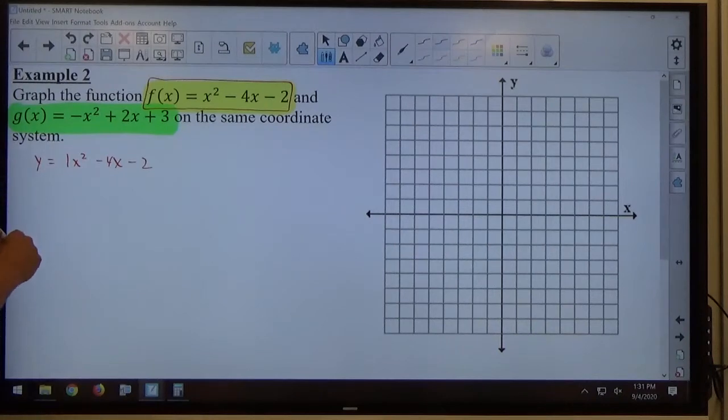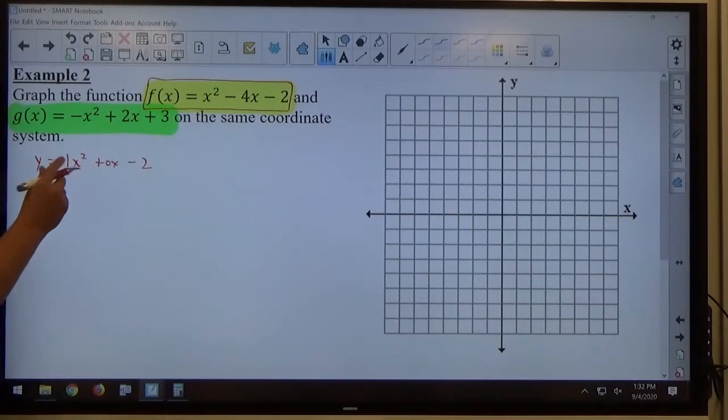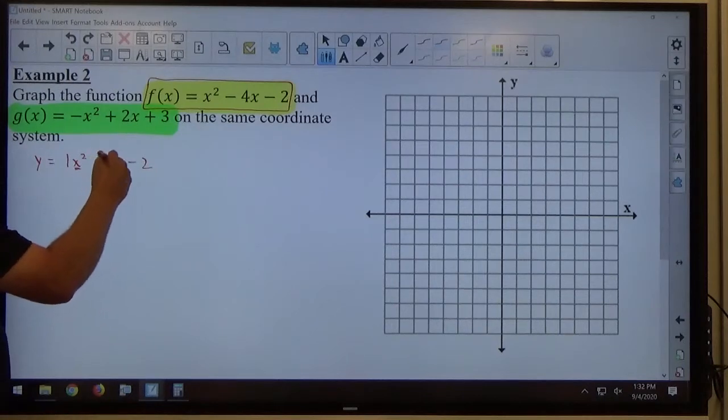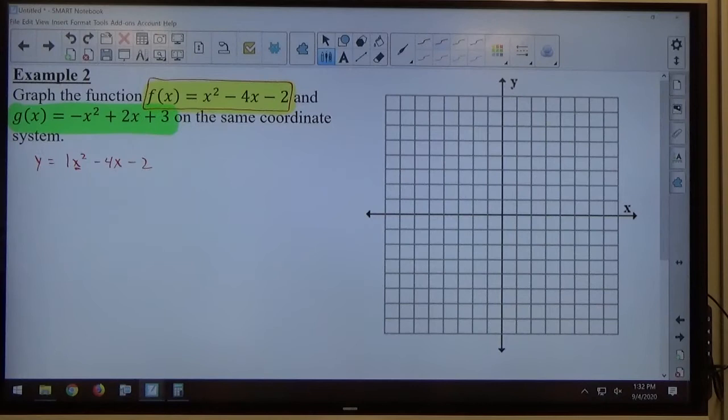Anytime you see x squared, you should have something x squared, something x, and a constant. So if this 4x wasn't there, if it was just x squared minus 2, you'd put plus 0x. So it would be 3 things. B would equal 0 in that scenario. But again, in this problem specifically, we have negative 4x. So I'm going to keep it as it was, negative 4x.